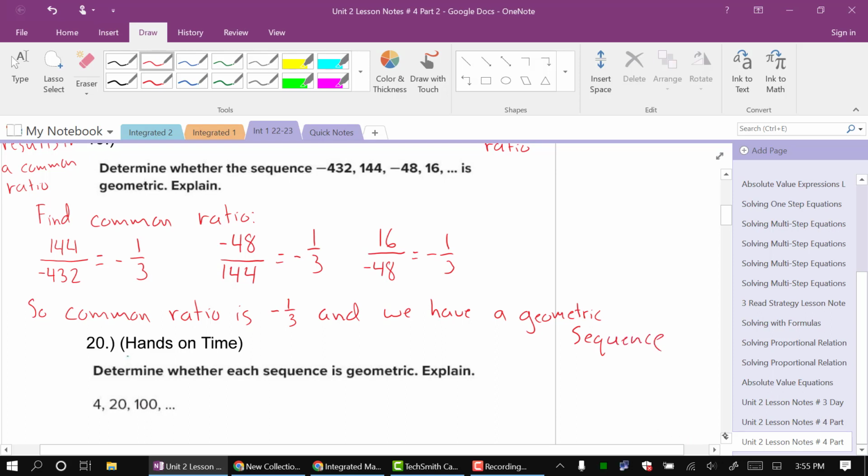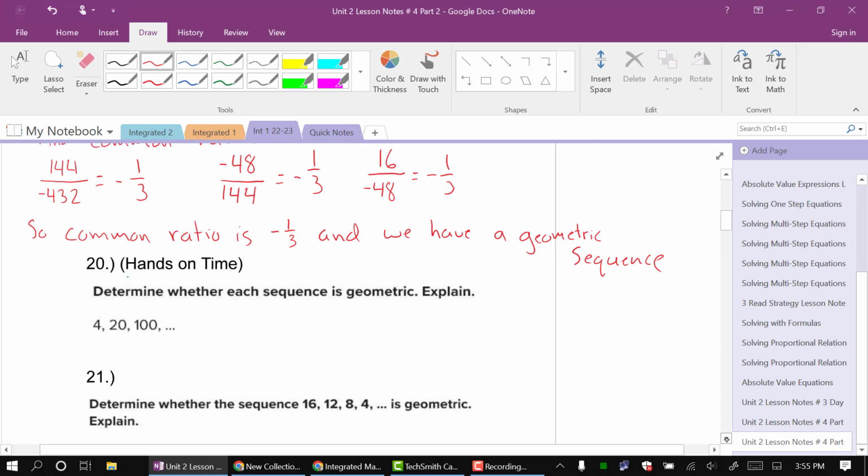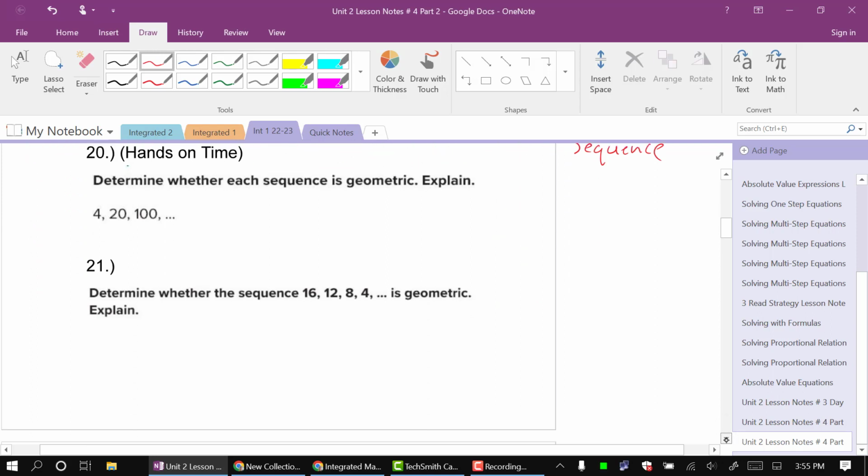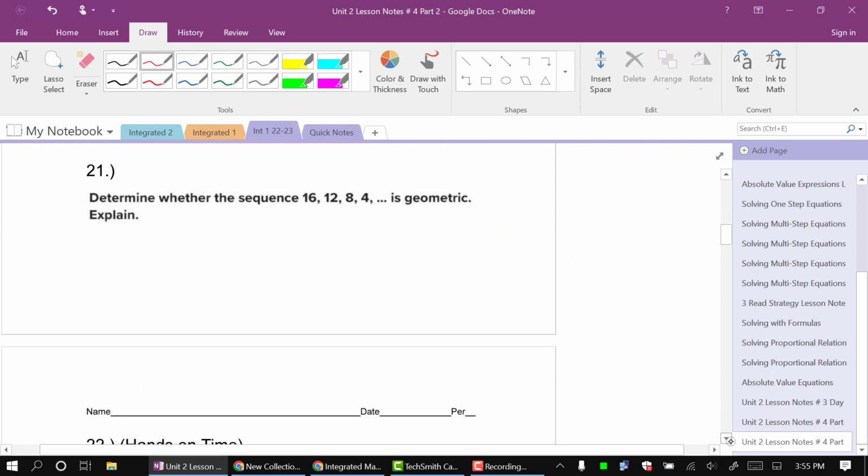Go ahead and pause the video and give number 20 a try and see if we have a geometric sequence there or not. So hopefully you're able to work through number 20. Let's take a look at number 21. We want to determine whether the sequence 16, 12, 8, and 4 is a geometric sequence. So I'm going to take the second term and divide it by the first term. So 12 divided by 16. When I reduce that down, that gives me 3/4.